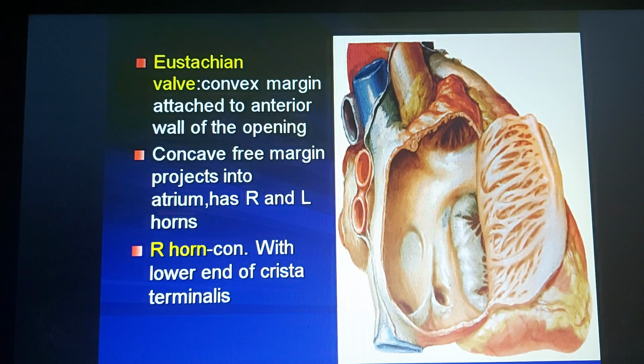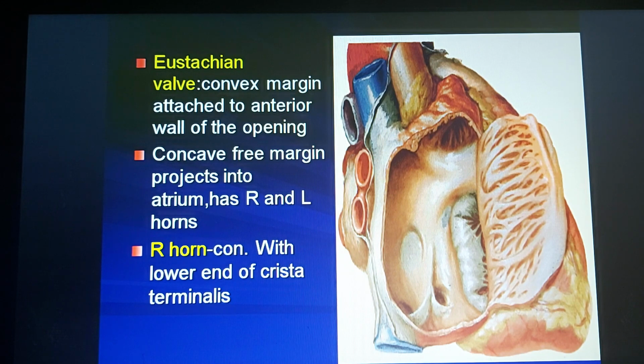Eustachian valve that presents two margins. One is a convex margin, the other one is a concave margin. The convex margin is attached to the anterior wall of the opening, and the concave free margin projects into the right atrium.